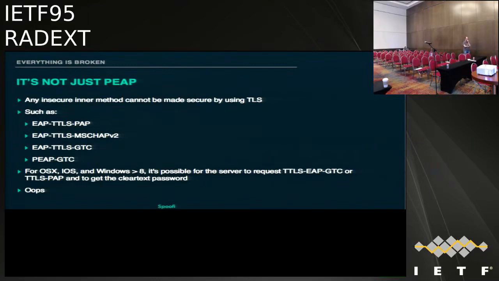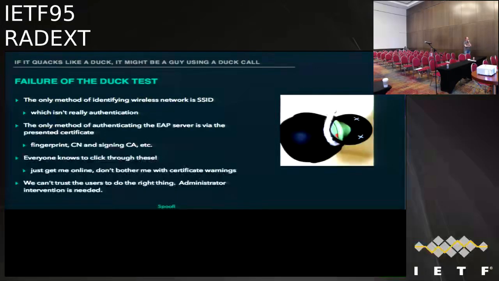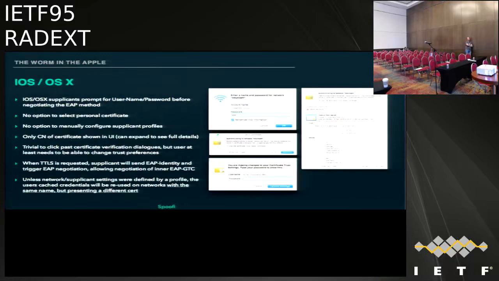So this is what iOS does. I'll skip over that. The slides are up on the agenda, so I won't bother reading all that. There's an option to manually configure the profiles on iOS, which is a bit better. So if you go to the next slide. Here's what Windows 10 does. Curiously, you can't see the certificate CN or issuer, only the fingerprint, which is a bit odd, but it's what they've done. Anyways, next slide.